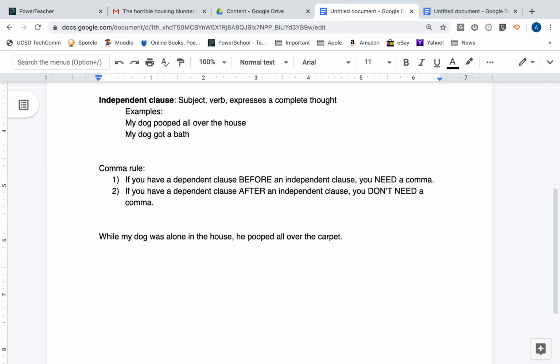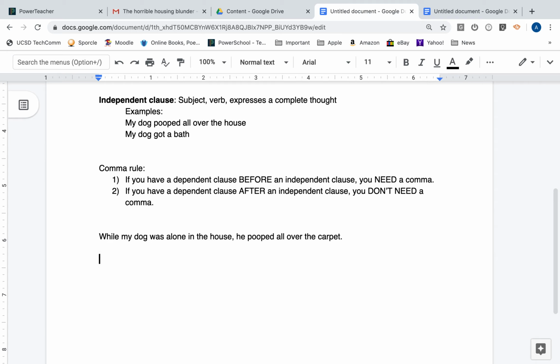Okay, so now, here is your dependent clause, while my dog was alone in the house. It starts with while, which is part of swabby, and it doesn't express a complete thought. He pooped all over the carpet, that is a complete thought. It has subject and verb, and it expresses a complete idea. So you want to have a comma. Okay, now here's where the English language gets tricky. If you have a dependent clause after an independent clause, you do not need a comma.